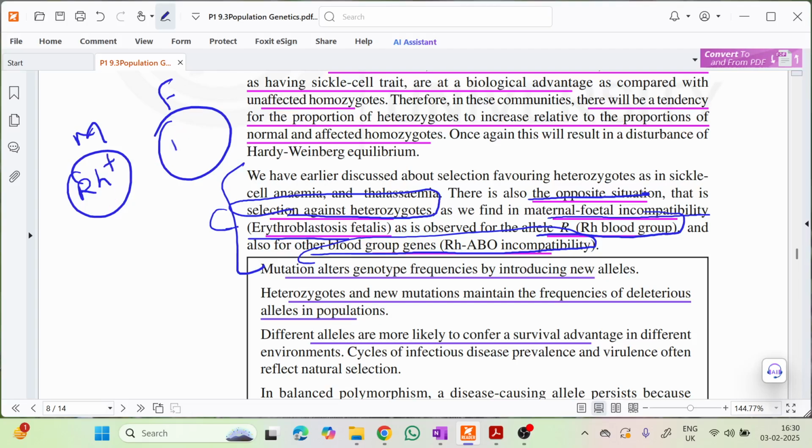if the mother is Rh positive and the father is Rh negative, which is a heterozygotic condition, this condition will lead to destruction of the embryo. So this disorder, destruction of the embryo, is known as erythroblastosis fetalis, which means the fetal cells of the embryo will blast in the fetus.